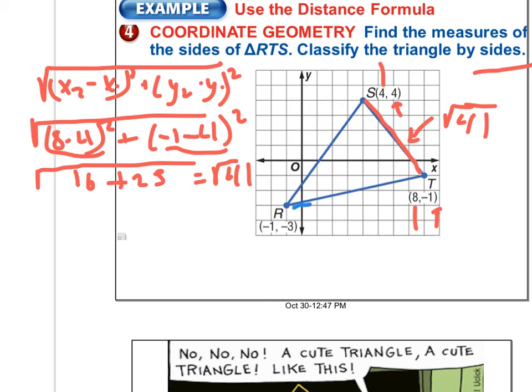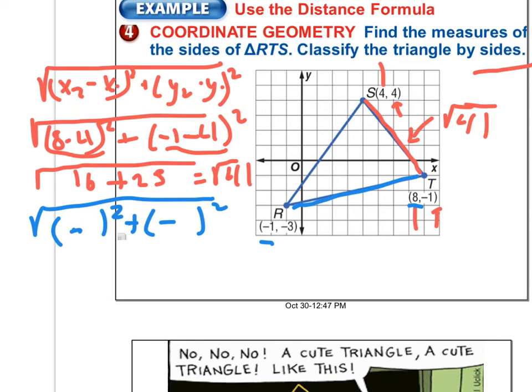I'll change to blue to do this side. I'm trying to squeeze this all in on one slide. This is going to be tough. Square plus square, minus minus. Okay, so I take the numbers. So I'll take the negative 1 minus the 8. And then I take the negative 3 minus negative 1. I don't know if I can squeeze it in there. Negative 3 minus negative 1, that is a negative 2. I'm running out of room.